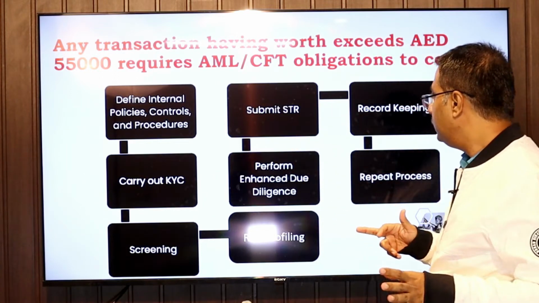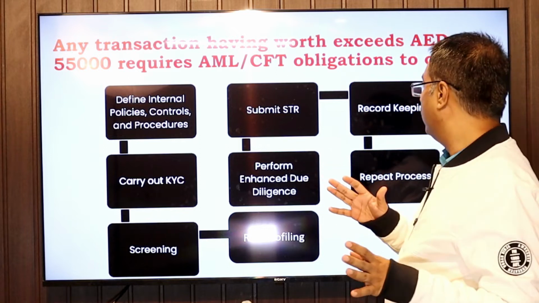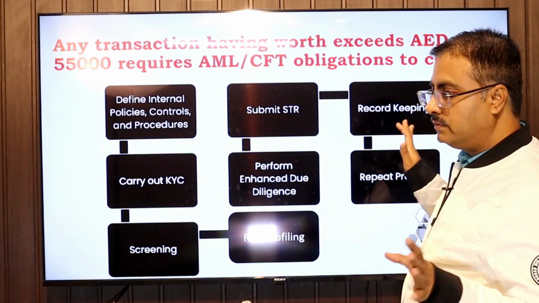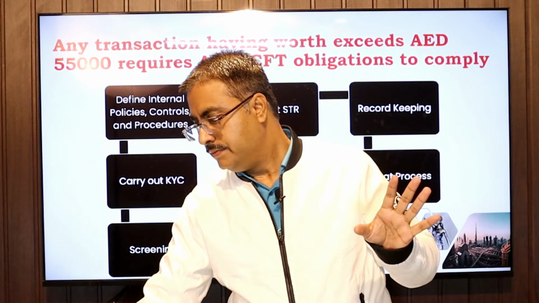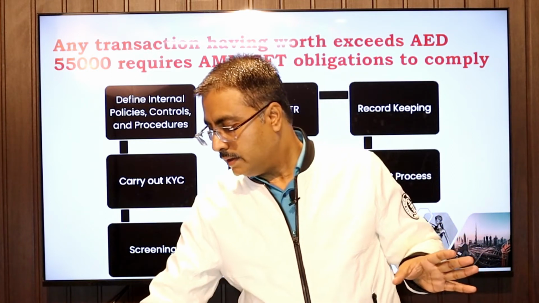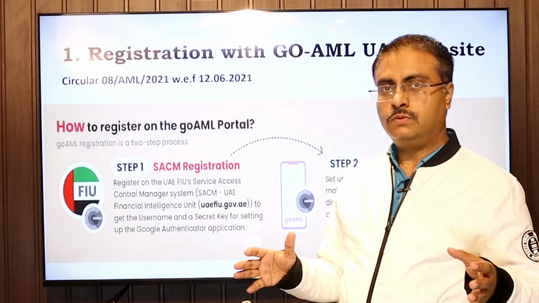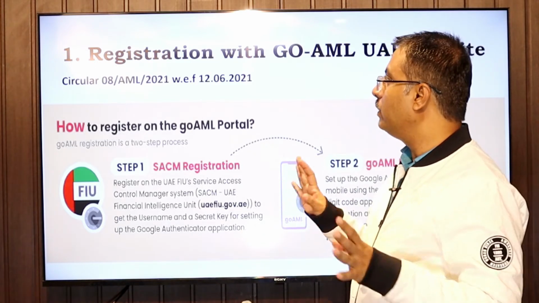STR and SAR: SAR is in respect of a potential customer. For record keeping, you have to maintain your records for 5 years and repeat this process. Suppose you are dealing with a customer right now, you have to maintain documentation while the process is going on.